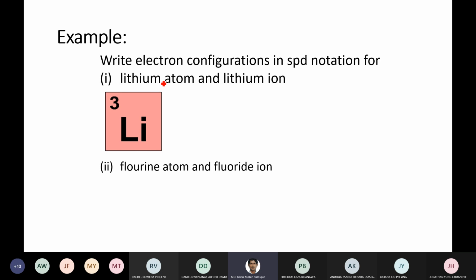Okay, the electronic configuration for lithium atom and lithium ion. So lithium, can anybody tell me whether it will form a positive charge or a negative charge? Anybody? I cannot see your text box, so if you want to say, you have to speak.